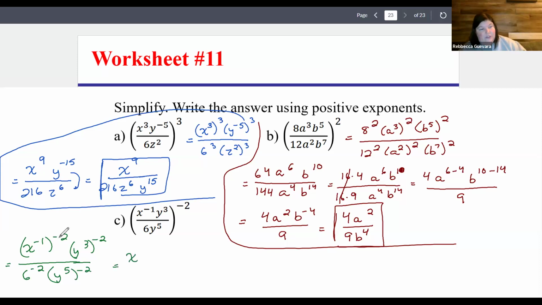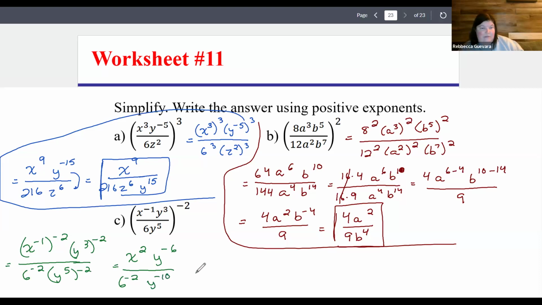So negative 1 times negative 2, this is going to be x squared. 3 times negative 2, that's going to be y to the negative 6. And then we have 6 to the negative 2. Y, 5 to the negative 2. So 5 times negative 2 is going to be y to the negative 10.